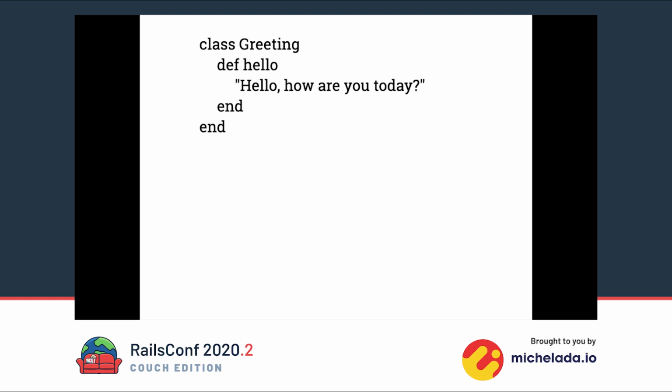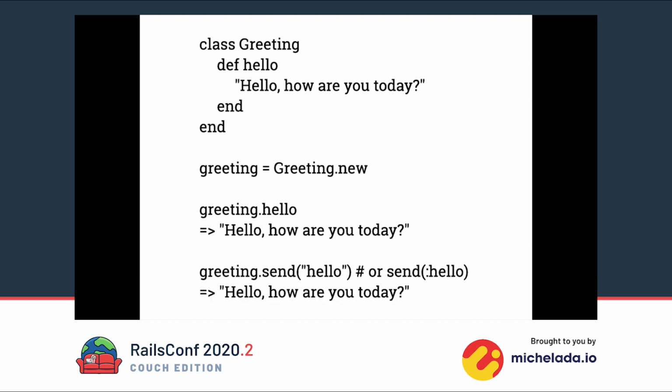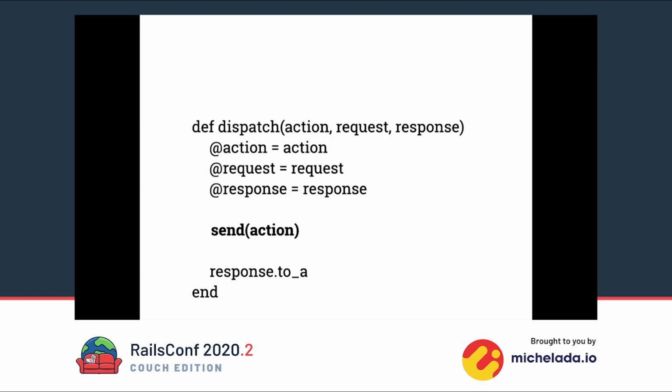Ruby has a couple of ways of calling a method. Say we have a class called greeting, and it has an instance method hello, and we have an instance of that class. We can call it in a familiar way, the dot method format, which is here is greeting.hello. This will call the method, return the expected string, hello, how are you today? Ruby has another way to send the method, which is using the send method. If we supply the send method with the name of the method we want to call, either as a string or a symbol, it will call the method. Doing this again will call it and return the expected string, hello, how are you today?